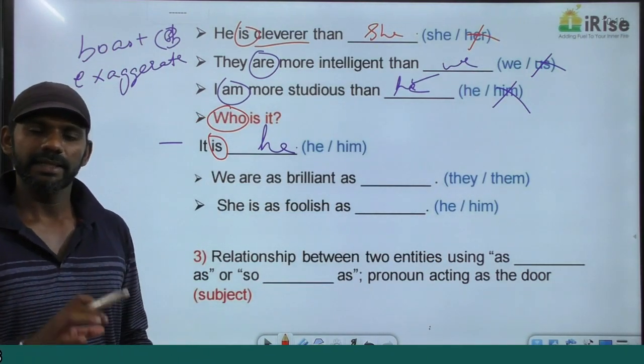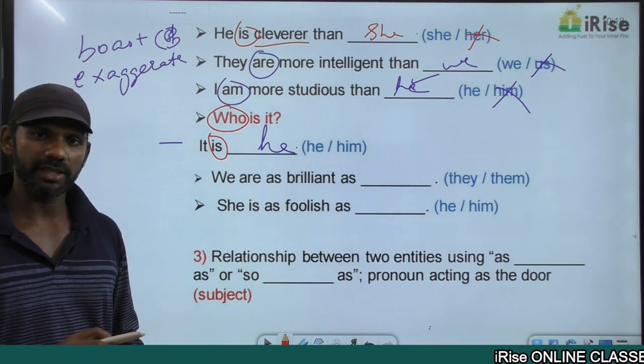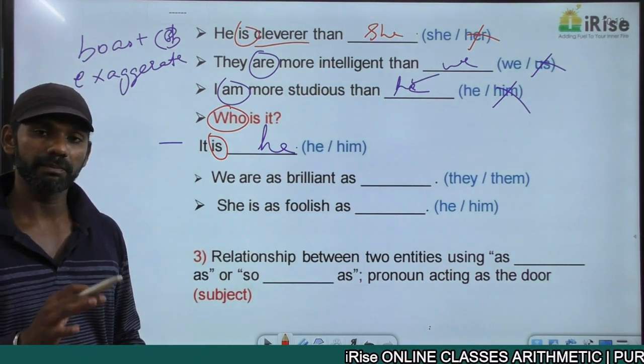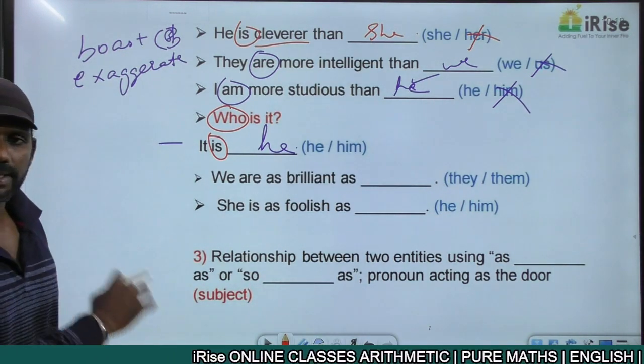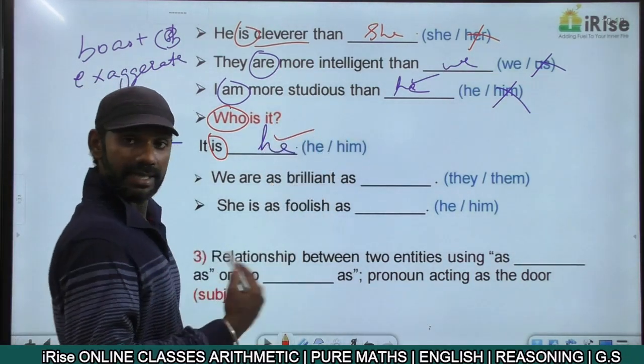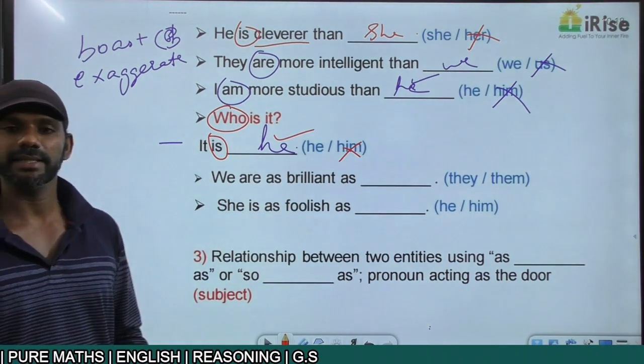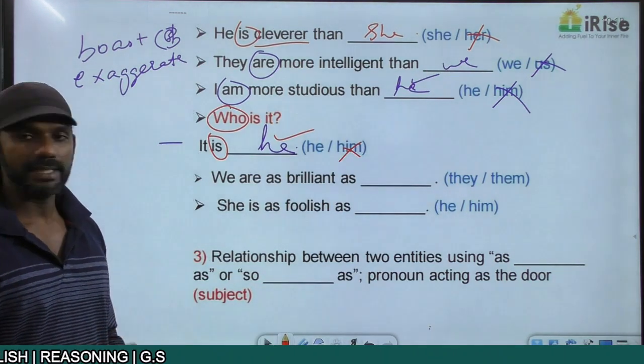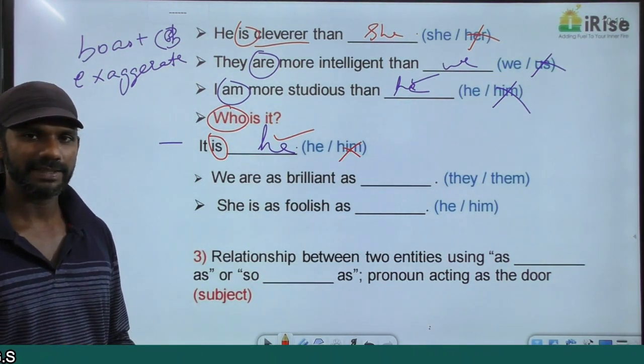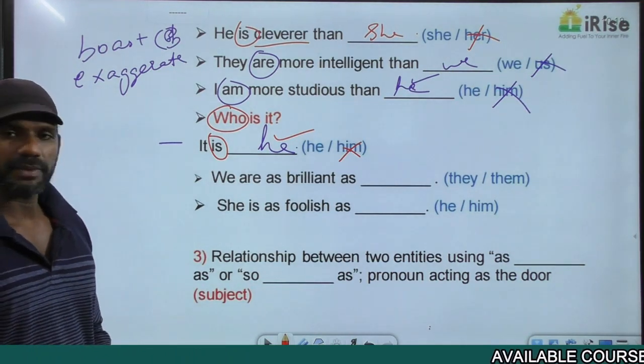I told you earlier, in the question if the pronoun is in the subjective form, in the answer also the pronoun must be in the subjective form. He is subjective, so the answer must be he. Him is objective, so eliminate. So we have two reasons to say that it is he. Who is it? It is he. Getting it? Come to these statements.